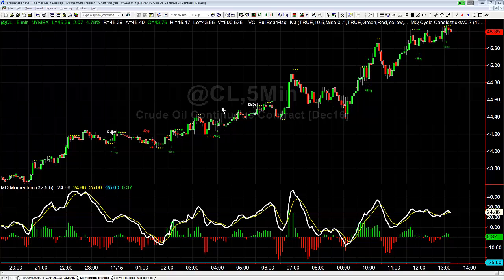Now, the way you do that is by looking at pivot points, and you've heard me talk about this before. You go higher high, higher low, or lower high, lower low. So if it's an uptrend, you have higher highs, higher lows. If it's a downtrend, you have lower highs, lower lows.